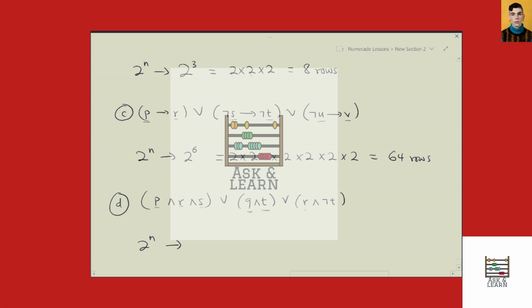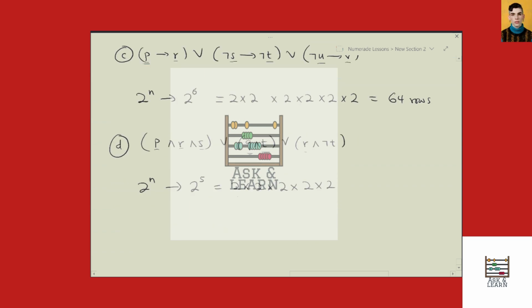So you have five distinct letters, and that is 2 to the power 5, 2 times 2 times 2 times 2 times 2. So that is 8, that is 4, so that becomes 32. So we have 32 rows for this.